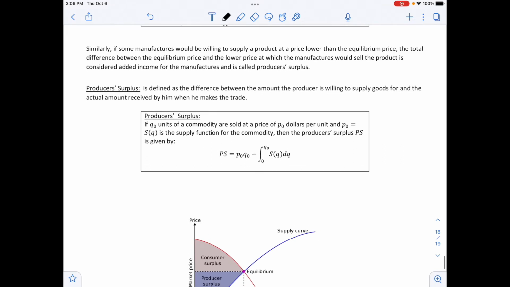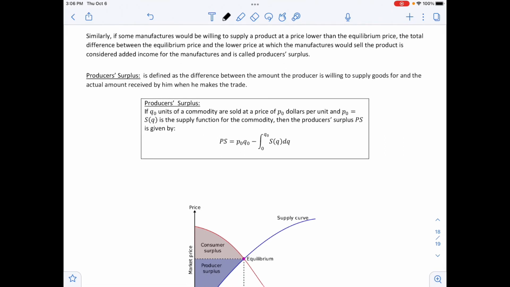Likewise, if some manufacturers would be willing to supply a product at a price lower than the equilibrium price, the total difference between the equilibrium price and that lower price at which the manufacturers would be selling the product is considered added income for the manufacturers and is called producer's surplus. So a producer's surplus is defined as the difference between the amount the producer is willing to supply goods for and the actual amount received by him when he makes the trade or that sale.